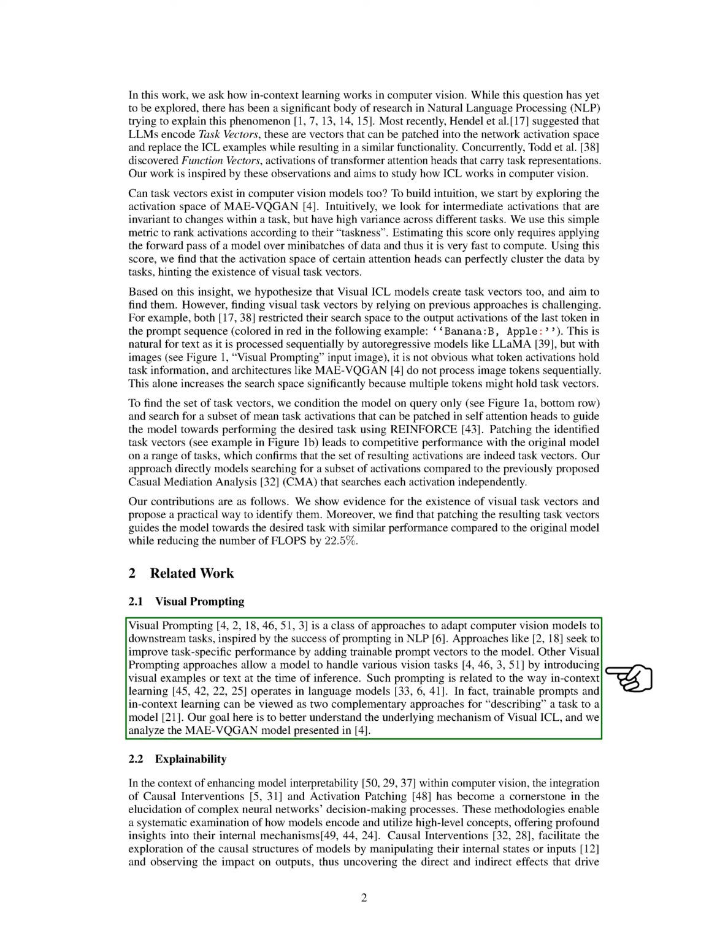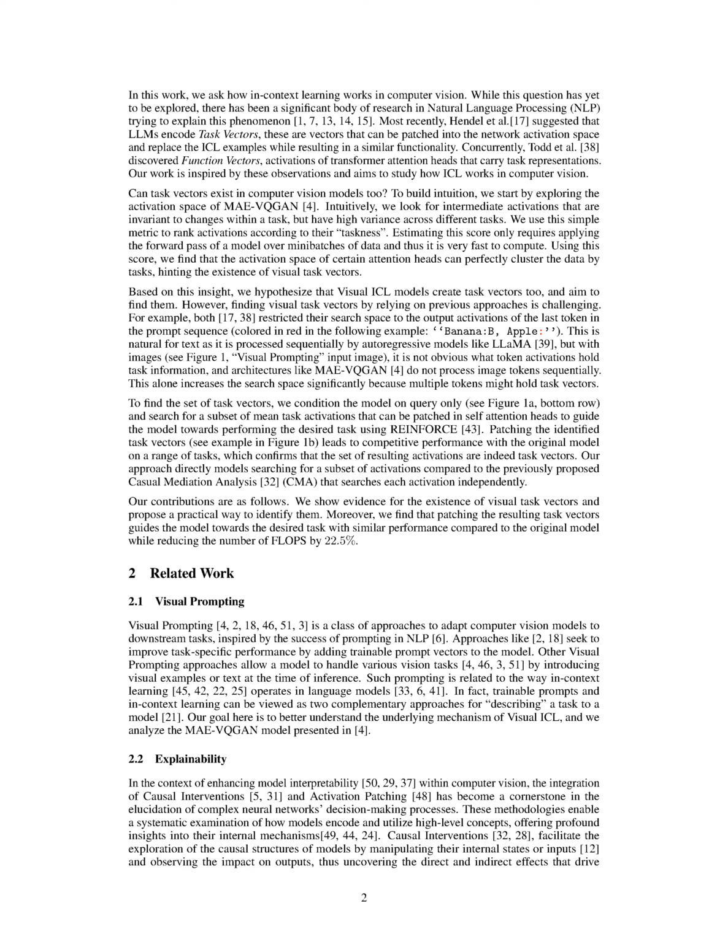In enhancing model interpretability in computer vision, techniques like causal interventions and activation patching play a crucial role. These methods allow for a systematic exploration of how models encode and utilize concepts, offering valuable insights into their decision-making processes. Causal interventions enable the examination of causal structures within models by manipulating internal states or inputs, revealing direct and indirect effects on outputs. Through activation patching, we demonstrate the importance of task vectors in guiding visual prompting models for various computer vision tasks through targeted interventions.